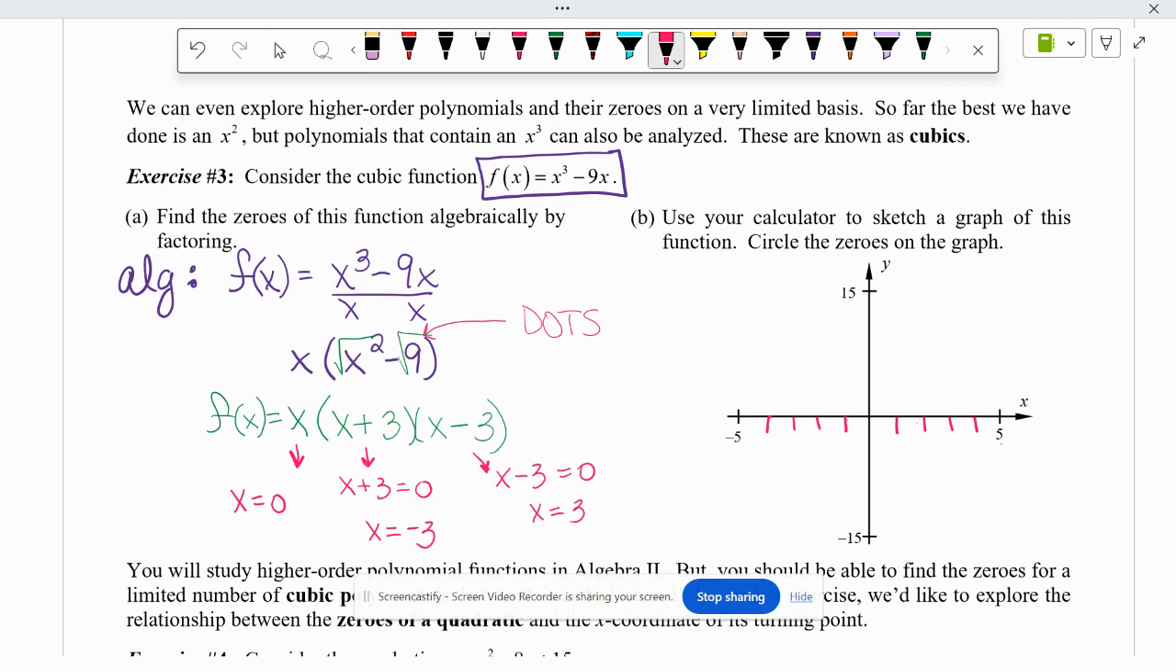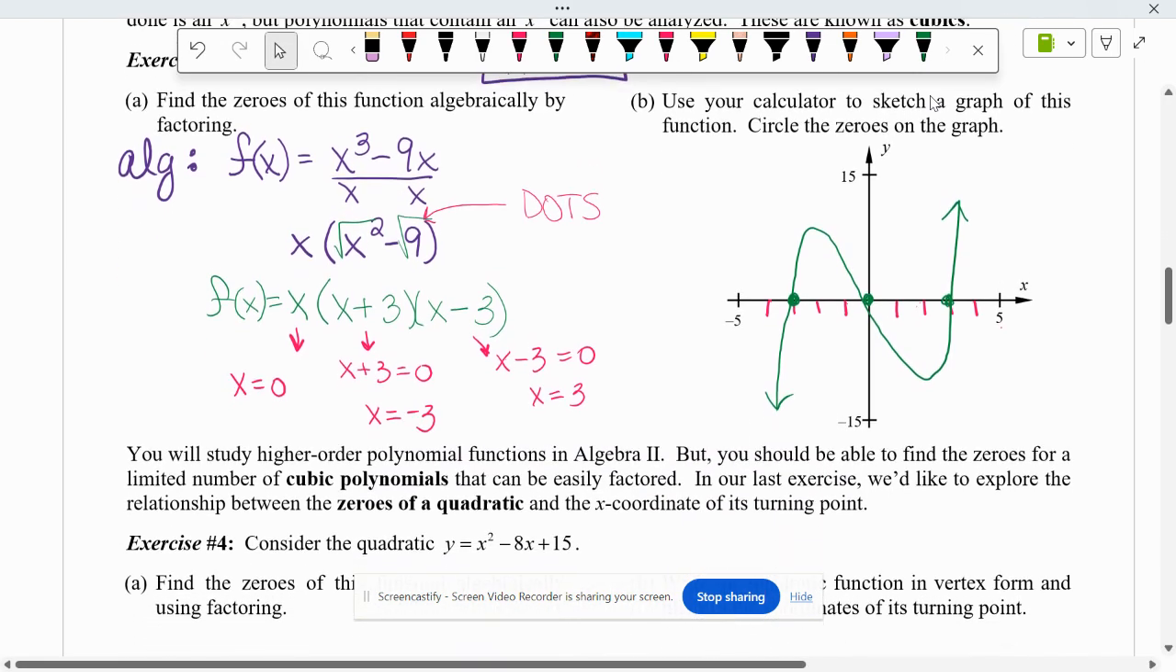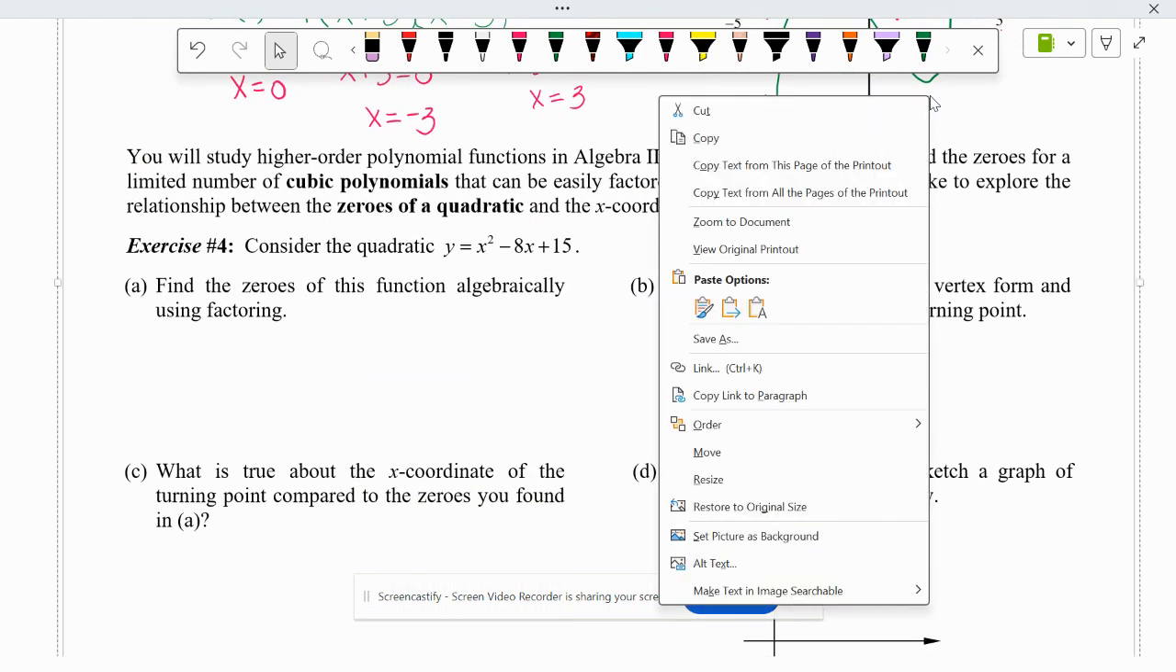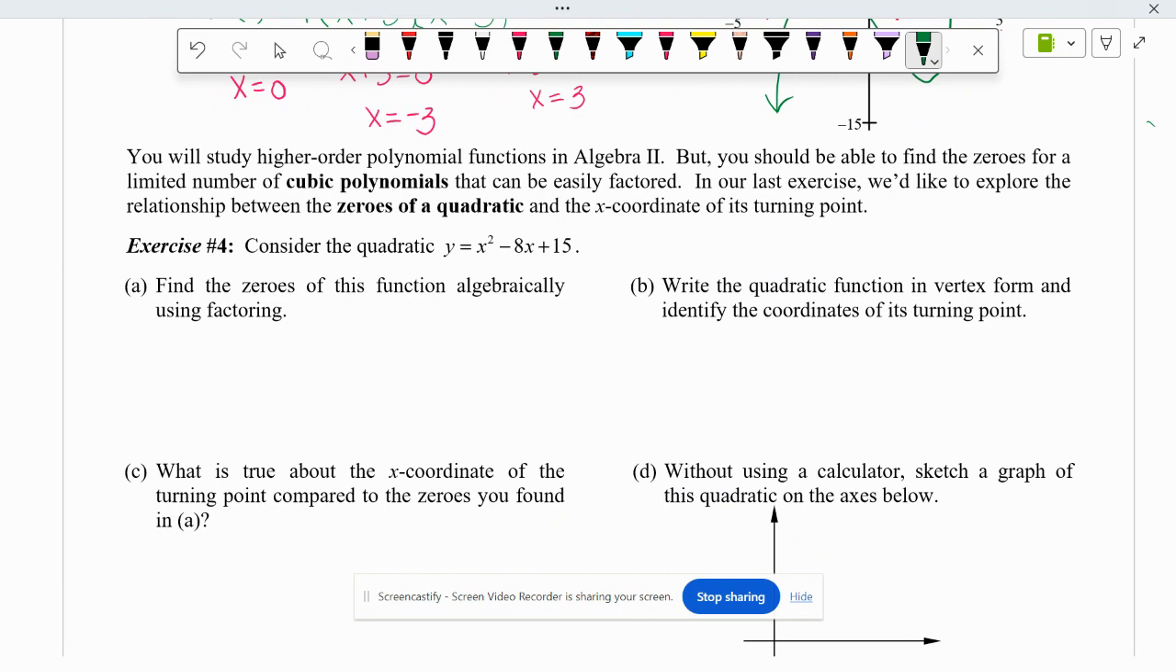X equals 0. So where am I crossing the x-axis? Well, I'm crossing the x-axis at negative 3. I'm crossing at 0. And I'm also crossing at positive 3. So when I put it into my calculator, my function looks something like this. Okay, it's just a sketch, doesn't have to be perfect. All right, so you'll study higher order polynomial functions in Math 2 and Math 3.